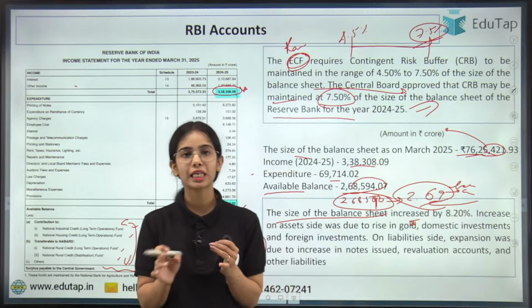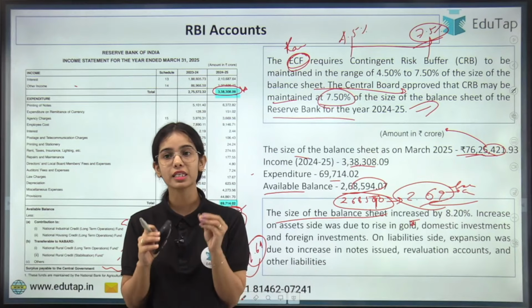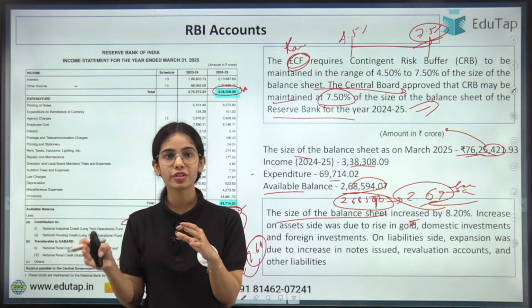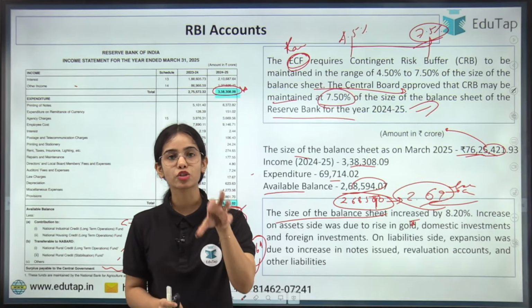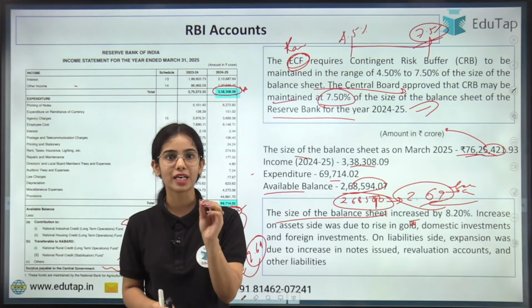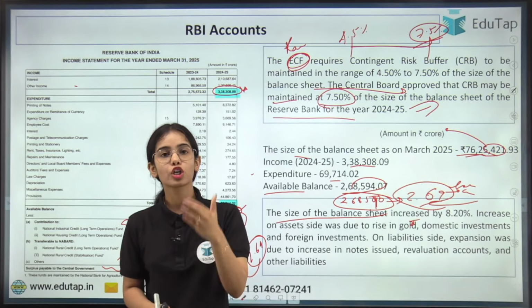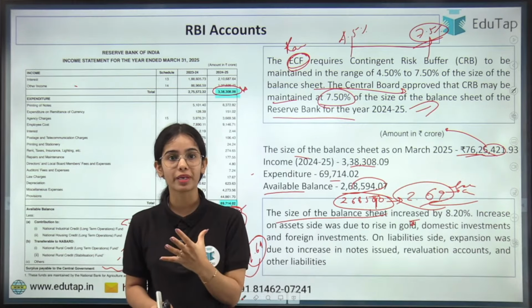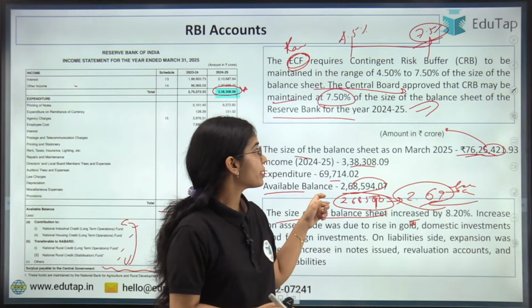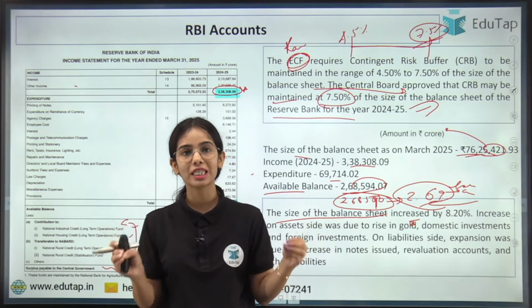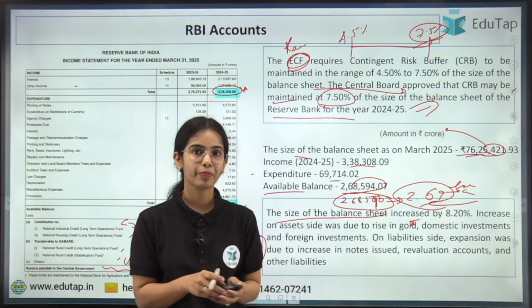Under the revised Economic Capital Framework, the contingent risk buffer has the range of 4.5% to 7.5%. So RBI has to maintain the contingent risk buffer. The RBI has to maintain some buffers with itself. The Central Board of RBI has said that RBI will be maintaining 7.5% of the balance sheet as the contingent risk buffer. Okay, this is the idea.